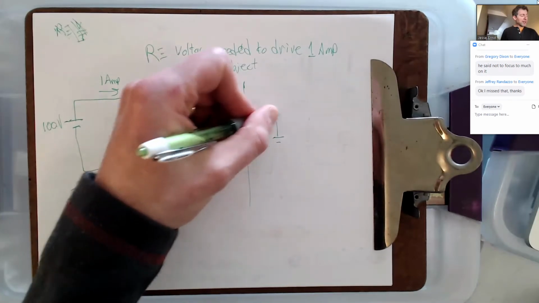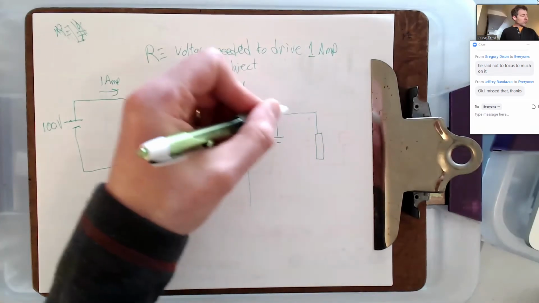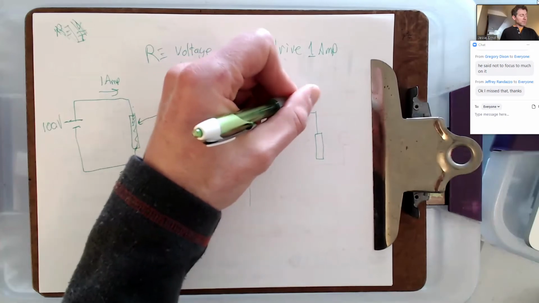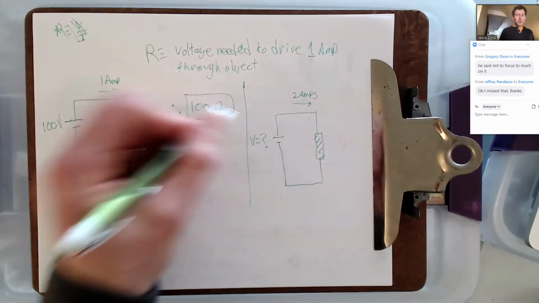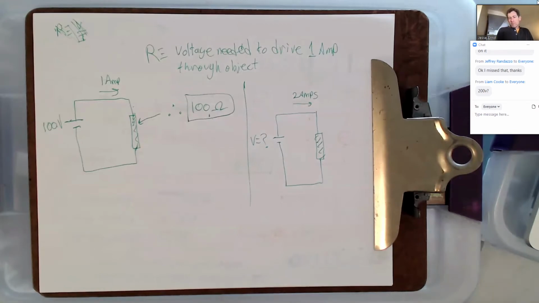Equals something, but I do want the same object. I want 2 amps to go through the circuit. How much voltage? Any ideas? 200 volts? That's a reasonable guess. Any other guesses? 101 volts? Yeah, could be.